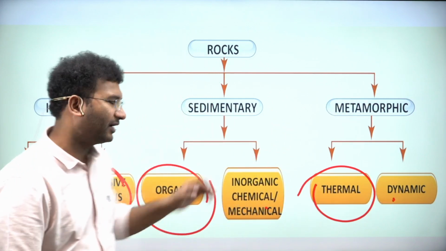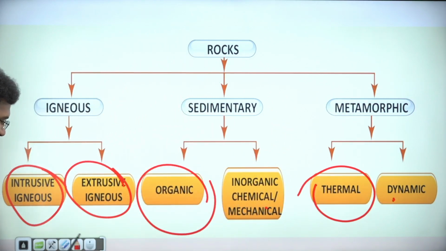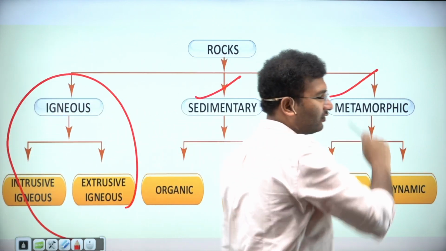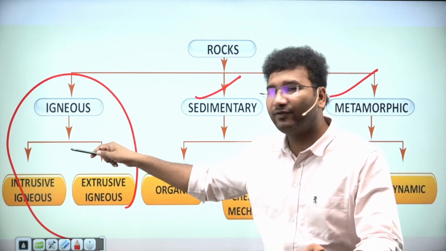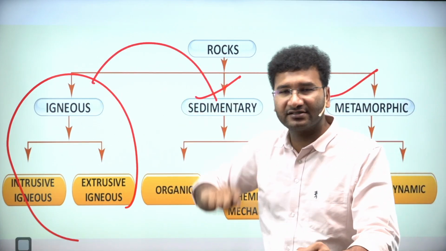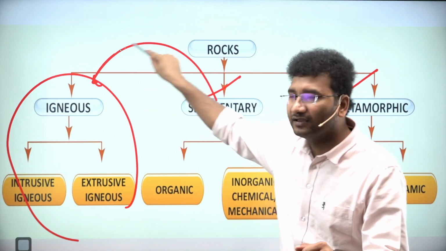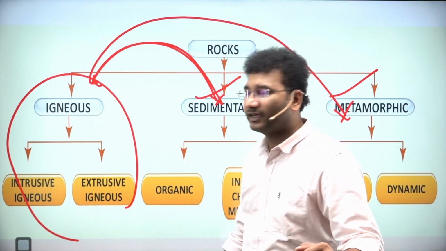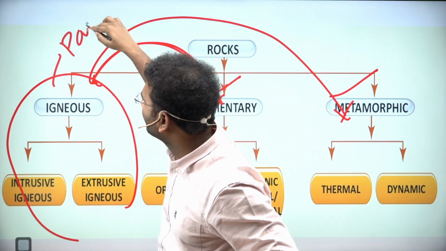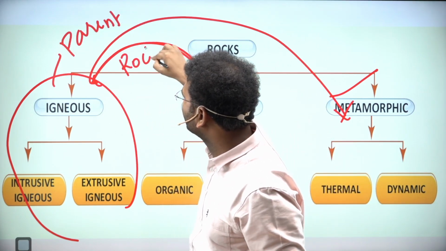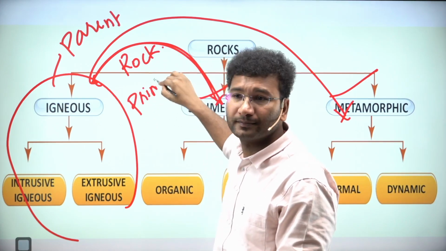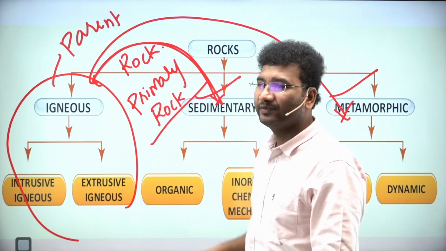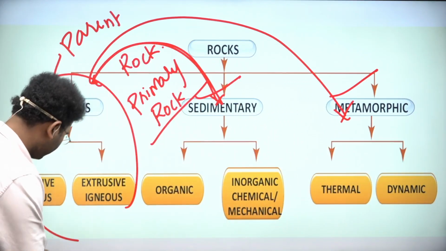I'll discuss this in a detailed manner, but come back to the point that igneous rocks are the primary rocks, because both sedimentary rocks and metamorphic rocks are modified forms of these igneous rocks. First the igneous rocks form, and then from these rocks the sedimentary rocks can be formed, and from the same rocks the metamorphic rocks can be formed. That's why this is called a parent rock, or it is also called the primary rock, right? I hope this is clear till now. Okay, let's move on.